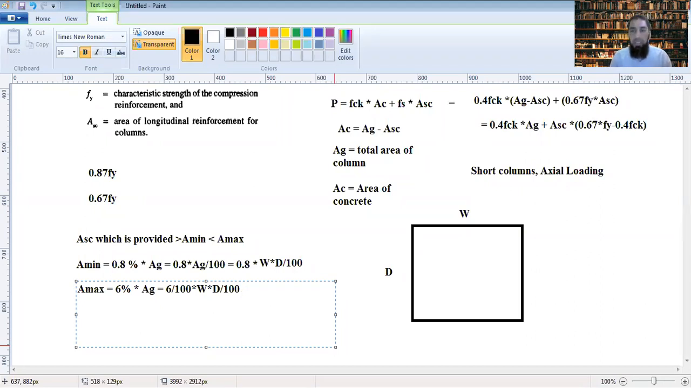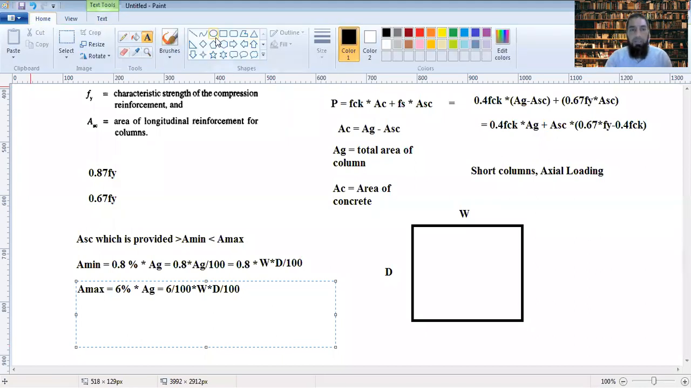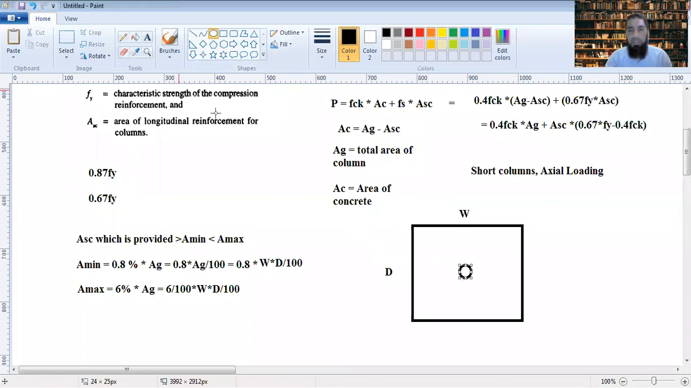Now, why is there a limit to the amount of longitudinal reinforcement? Again, this is important. When you are increasing the longitudinal reinforcement, there comes a stage when you have a lot of longitudinal reinforcement which cannot be fit in the perimeter of the column. So there is a limit to providing the longitudinal reinforcement, and you have to provide it in the perimeter of the column.